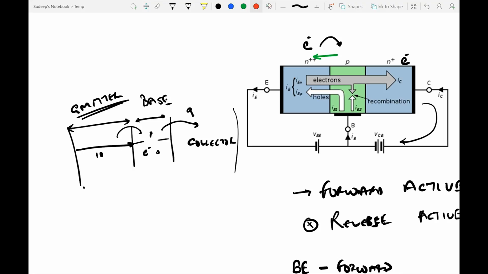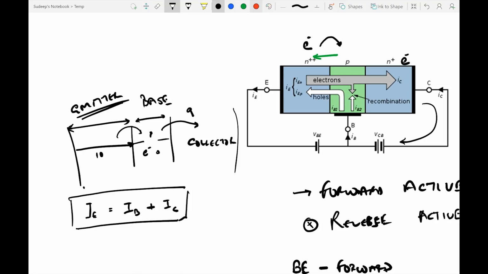So now if we apply Kirchhoff's law over here, we can see that we have two inflowing currents and one outflowing. Kirchhoff's law says that the inflow and the outflow of current should match each other. So IE, the emitter current, which is the outflowing current, would equate to IB, the inflowing current, plus IC, which is again the inflowing current. So this is one thing that we know for sure. So that is the transistor working in a forward active region.